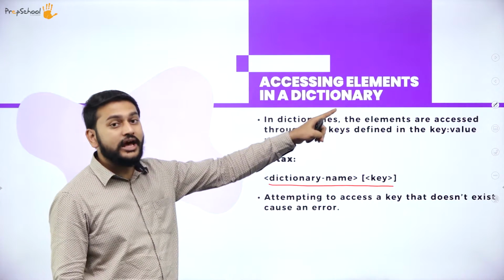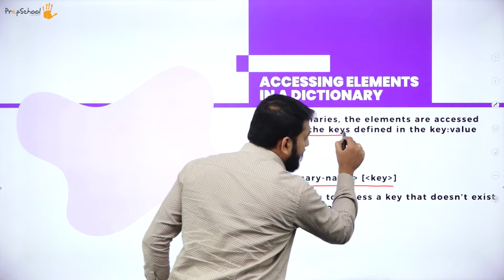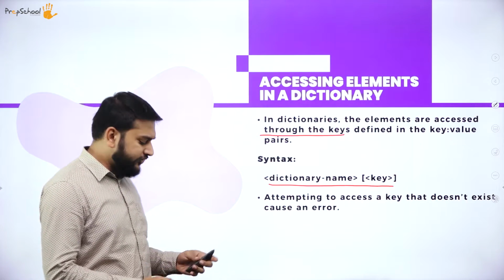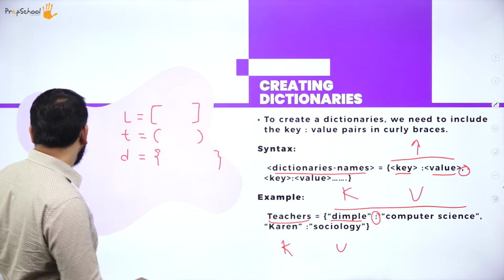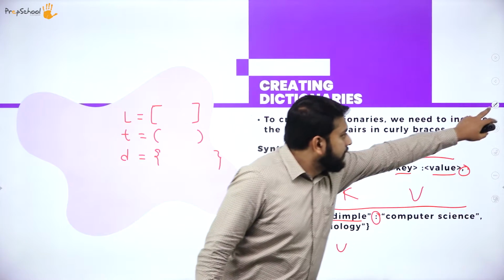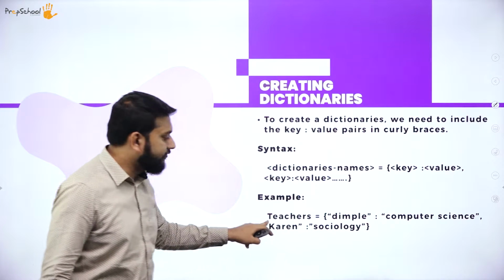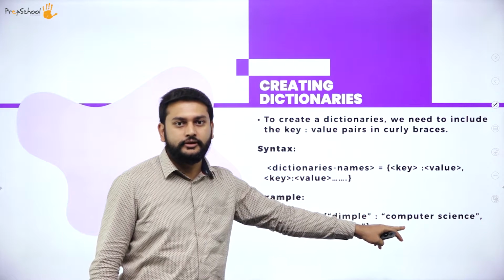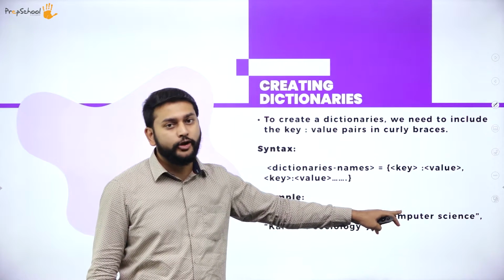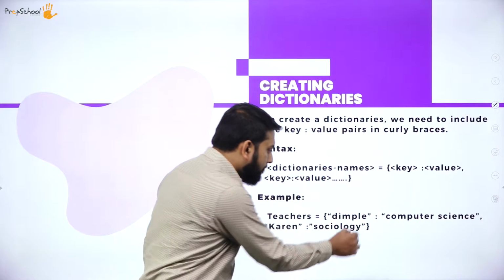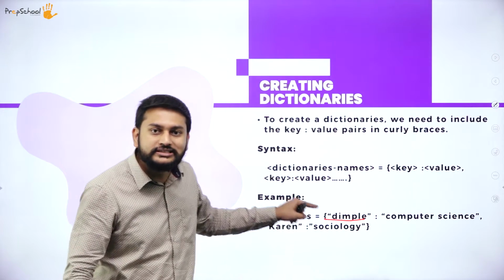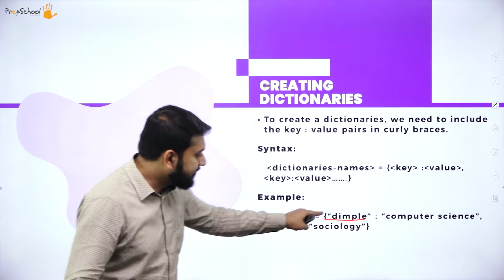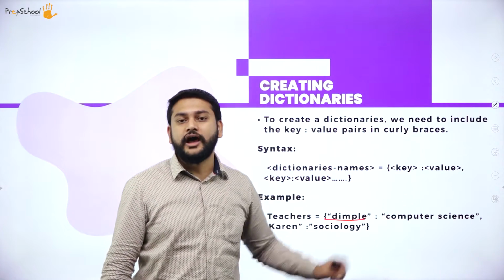In dictionaries, the elements are accessed through the key defined in the key and value pairs. What exactly does it mean? Say for example, here I have the dictionary. Let me just erase it. I have the dictionary name as teachers, I have Dimple, computer science. The very important point that all of you should remember: always my key, whatever I have, using this key I will be accessing the value.